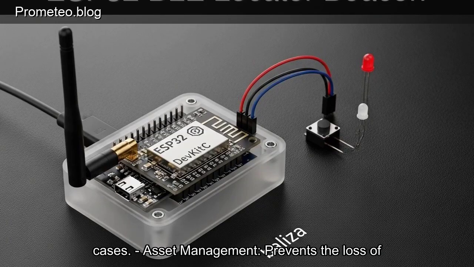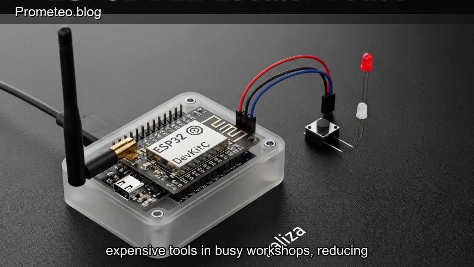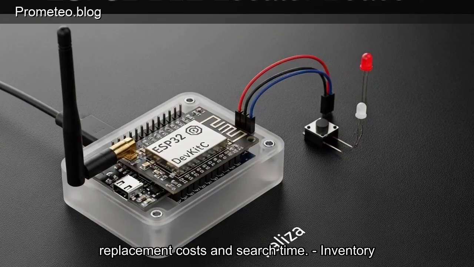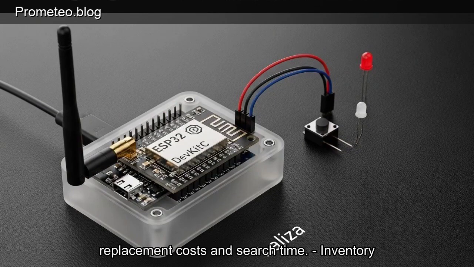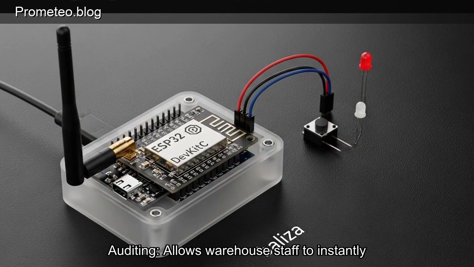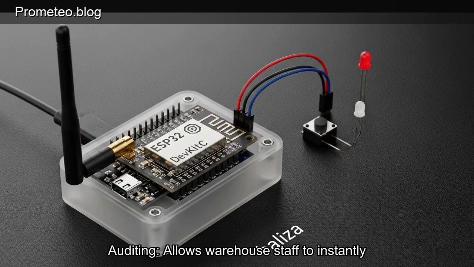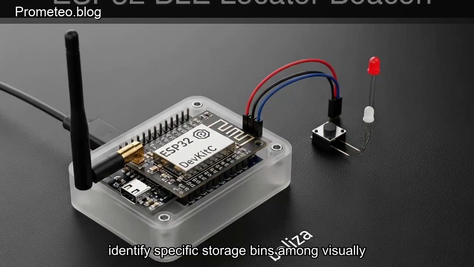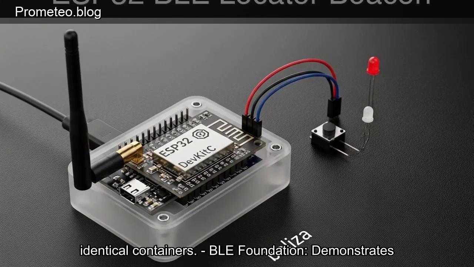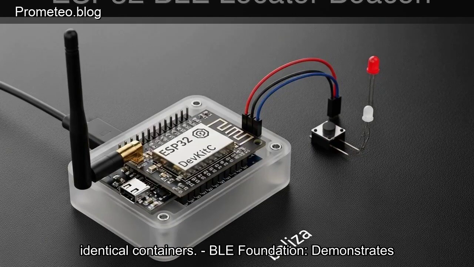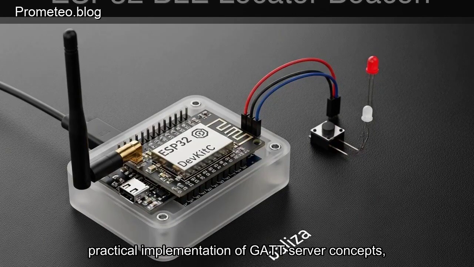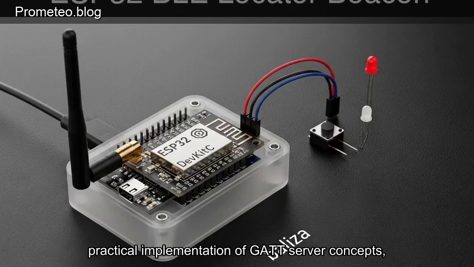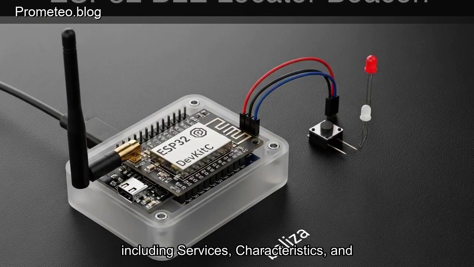Asset management prevents the loss of expensive tools in busy workshops, reducing replacement costs and search time. Inventory auditing allows warehouse staff to instantly identify specific storage bins among visually identical containers. BLE Foundation demonstrates practical implementation of GATT server concepts, including services, characteristics, and asynchronous callbacks.